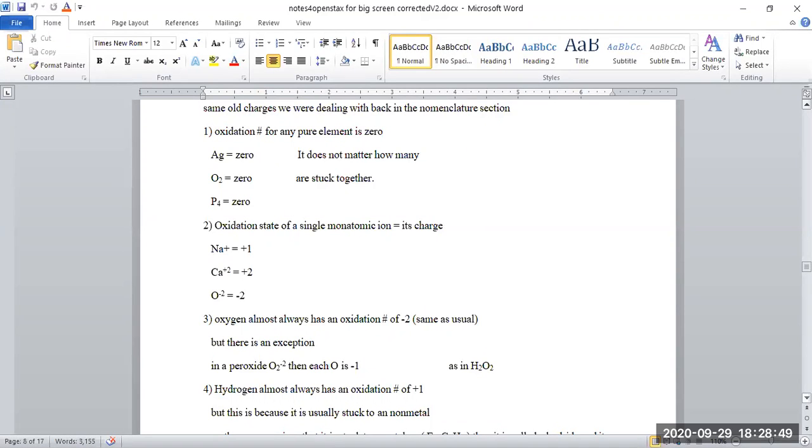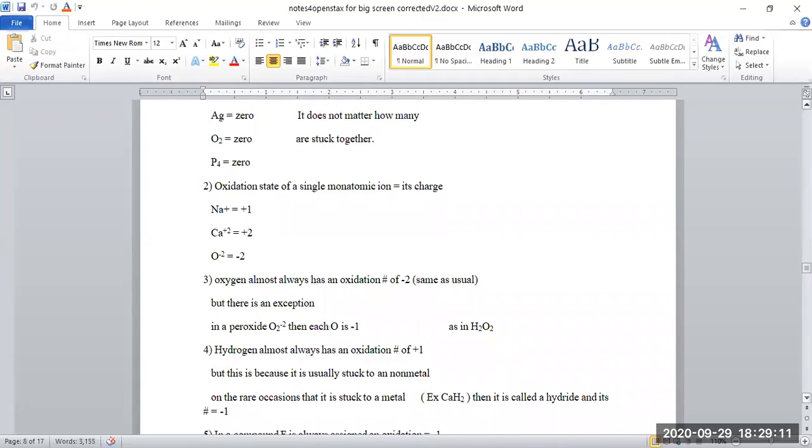+1 is its oxidation number. Calcium ions like to be +2s. Therefore, its oxidation number is +2. What about oxygen as an ion? Oxide. It has a -2 charge. That means its oxidation number is -2.